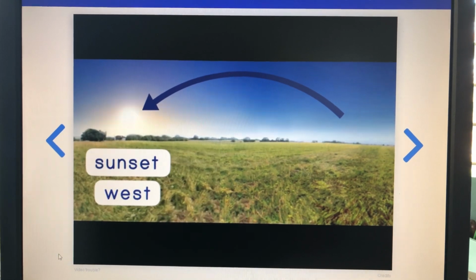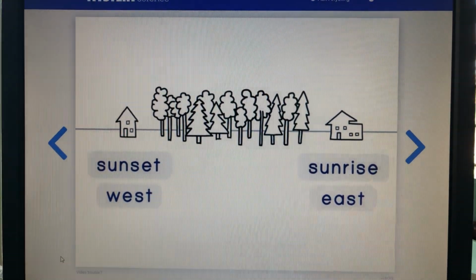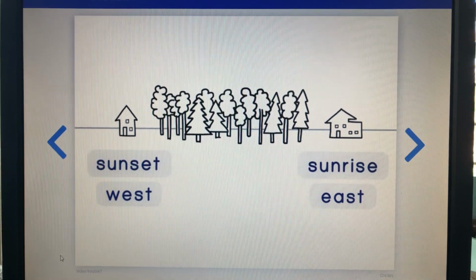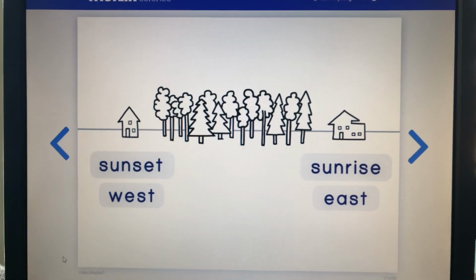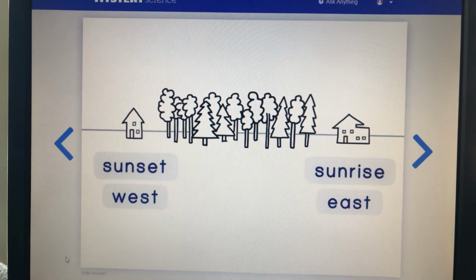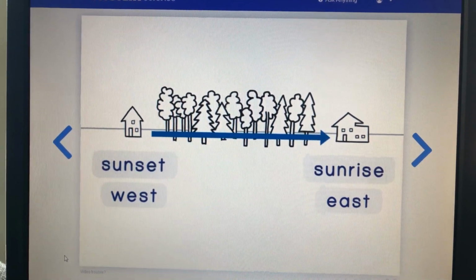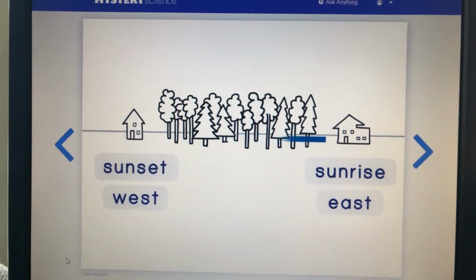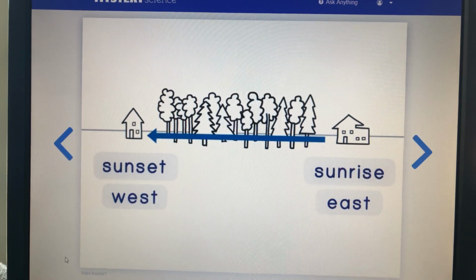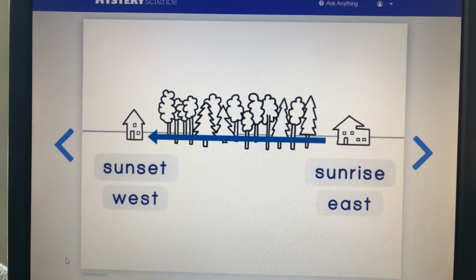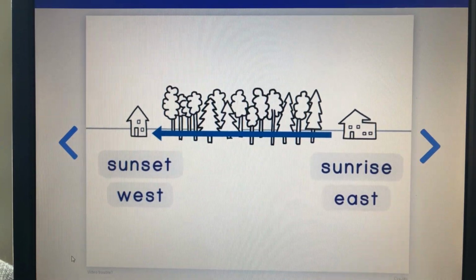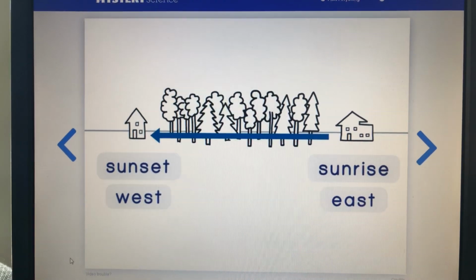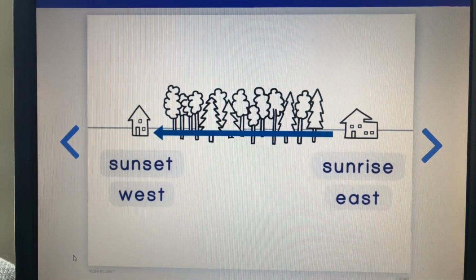Now that you know what the sun does each day, could this help me find my way out of the forest? Remember, I got up in the morning and walked toward the sun to my friend's house. Then I headed back to my house in the afternoon, but I got lost as I did that. So let's ask the question again. To get home in the afternoon, should I walk toward the sun or away from the sun?